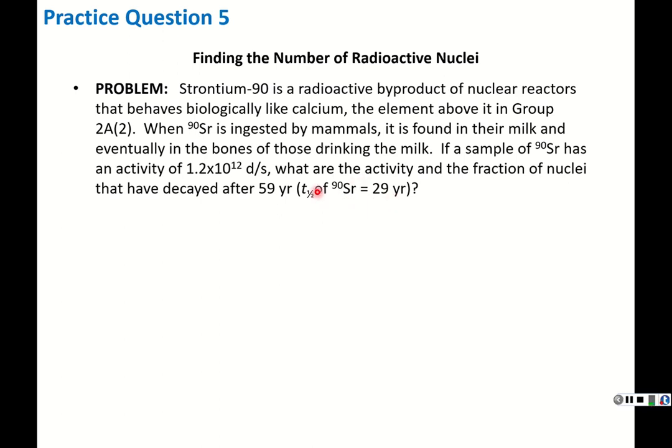Okay, so strontium-90 is considered one of the bad byproducts of nuclear technology, nuclear reactors or nuclear weapons, because it can be taken up into the bones of humans, and thus cause bad effects such as cancer later on. So let's try answering this question. Let's work through this.